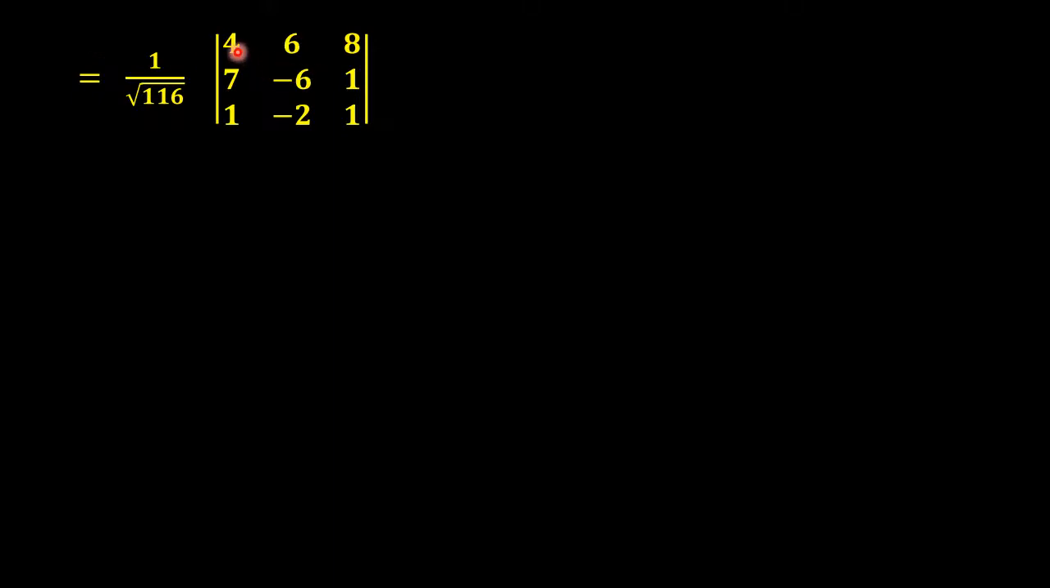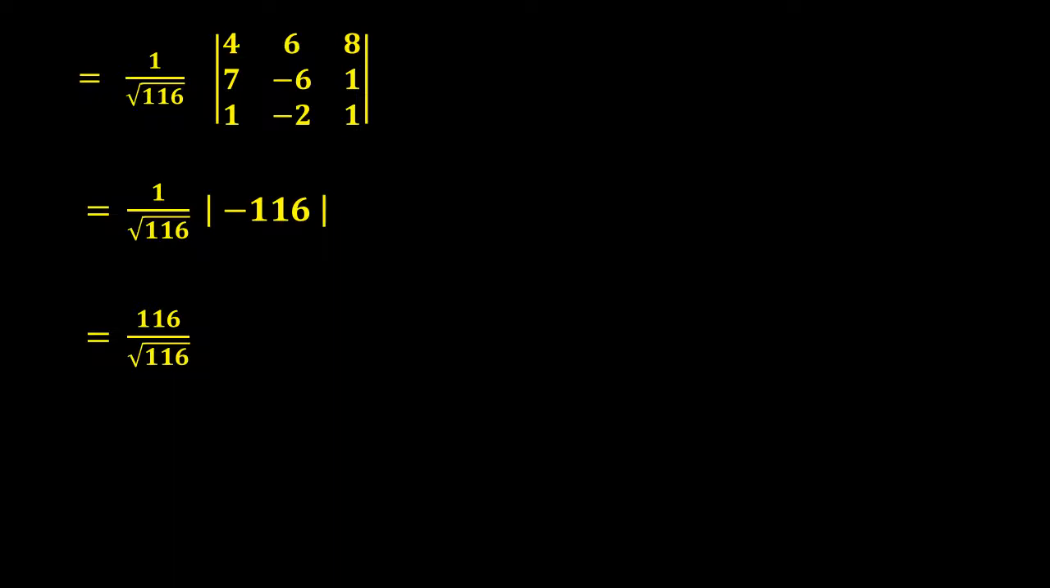But here, instead of i, j, k in the cross product, we have 4, 6 and 8. So instead of that i, j, k, we need to replace it by 4, 6 and 8, and then we need to solve in a similar way as we have done in the cross product. So after simplification we get 116 divided by under root 116.